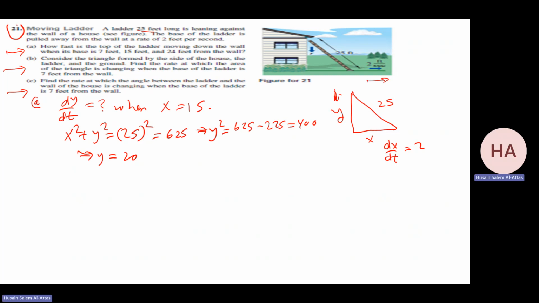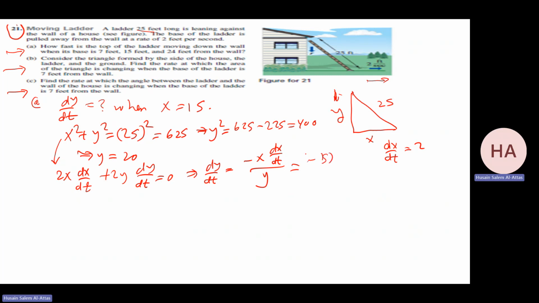Okay, if I get y, I get everything now. So to find dy over dt, just differentiate this. 2x dx over dt, plus 2y dy by dt equals 0. So dy by dt equals minus x dx over dt over y. And be careful with the numbers. This is minus 15. Dx by dt is 2 over 20. And that gives us what? Minus 3 over 2.